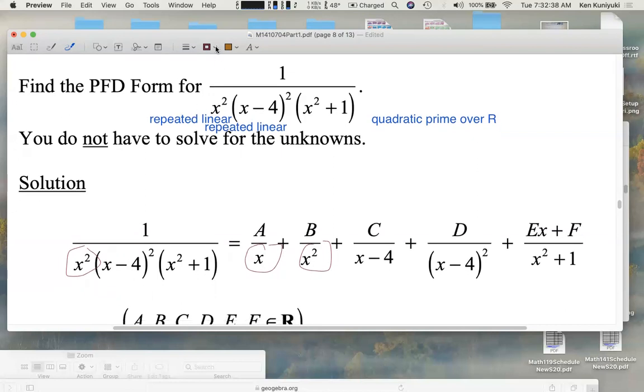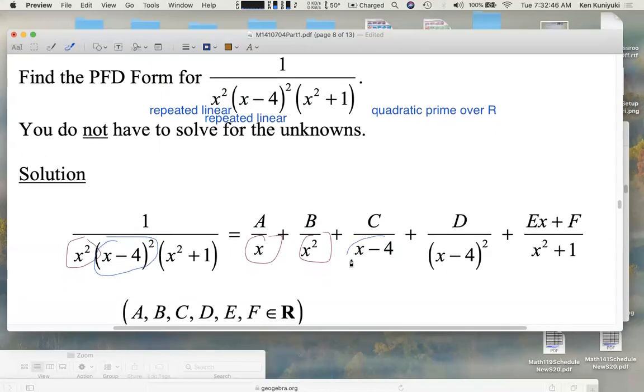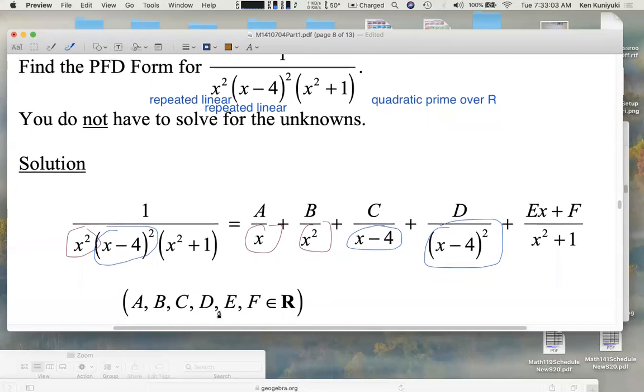All right, now in blue, we have the square of x minus 4. Again, we run up to the power. We have x minus 4 all to the first, and then x minus 4 all to the second. If that were cubed, we'd have another fraction with x minus 4 all cubed down below. And again, we have constant forms on top. Remember, A, B, C, and D are all going to represent real numbers. We just don't know them yet, what their values are.